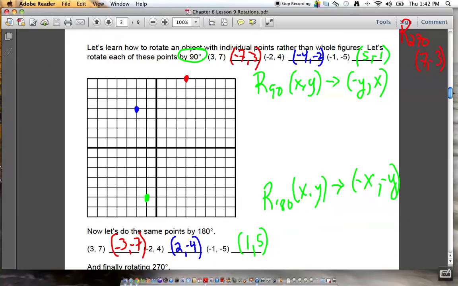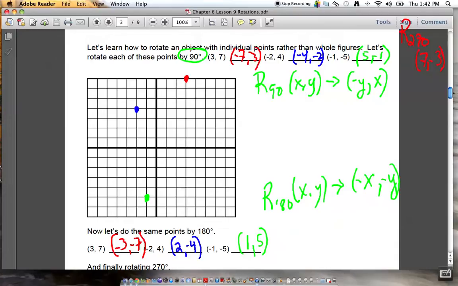What about the blue point? What about the blue point? That 270 degree turn. Go ahead, do it. Positive 4, positive 2. I don't know about that one. I don't think it's positive 4. Oh, no, wait, yes, it could be. Very good. All right, negative 2, 4, 90, 180, 270, and I get 4, 2.